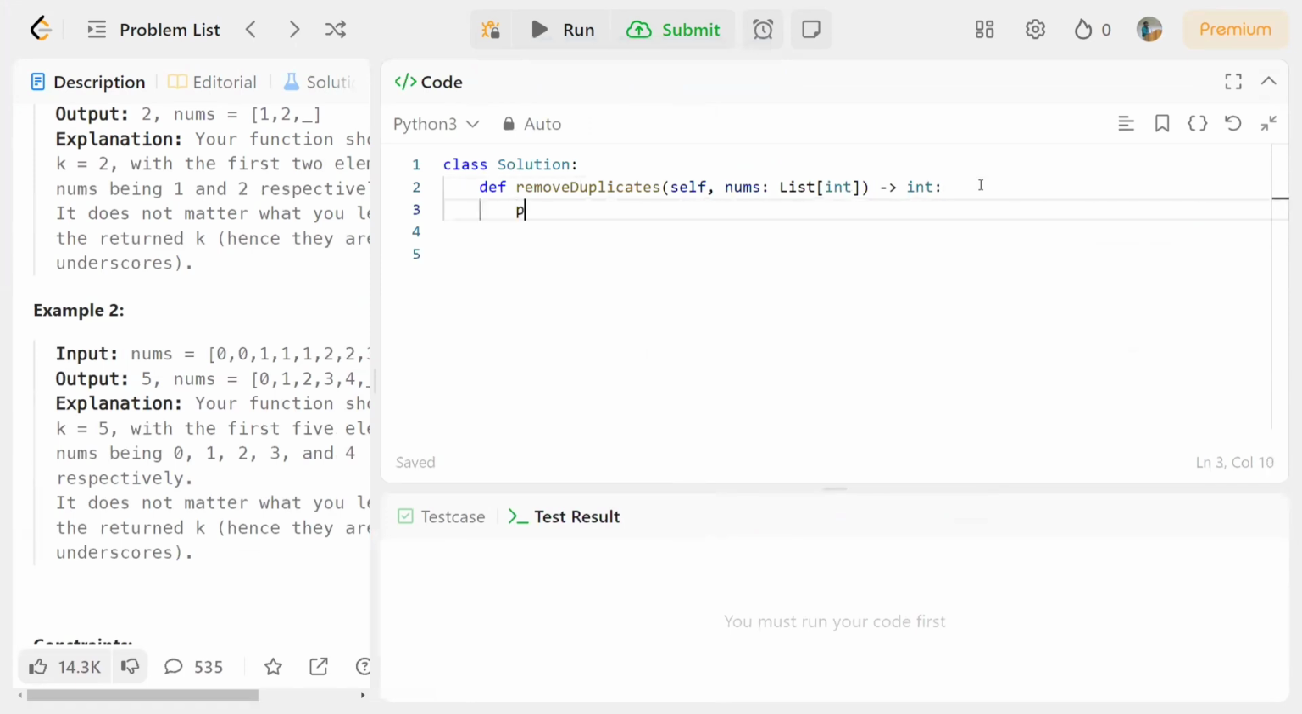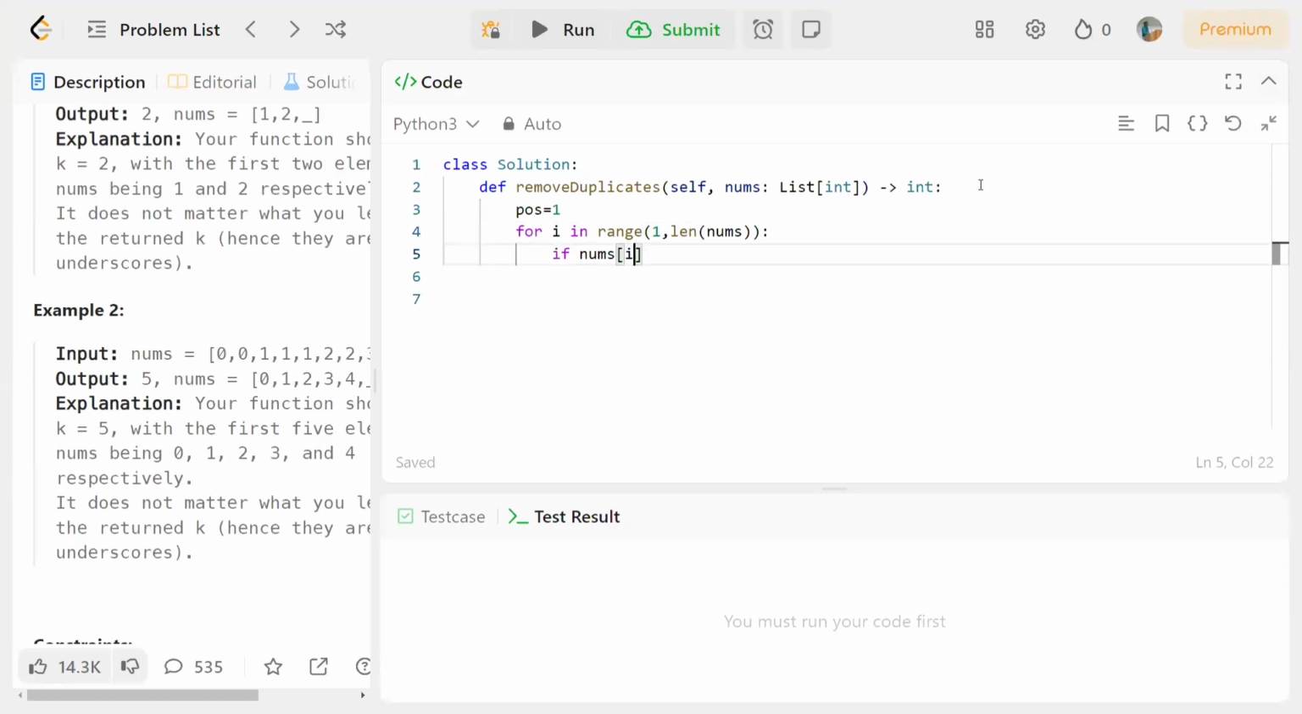So, position is equal to 1. What is the purpose? To store elements according to the position. Why not 0? Already 0 position is fixed. Now, for I in range starting from 1. Why 1? First position is compared with 0th position. Third position is compared with the second position. Then only can we say whether those are duplicates or not. That is the reason I start from 1.